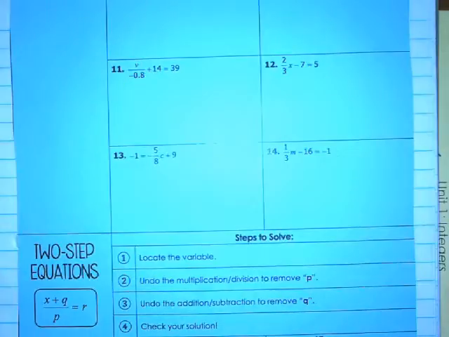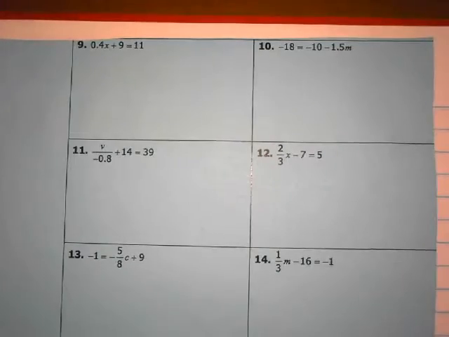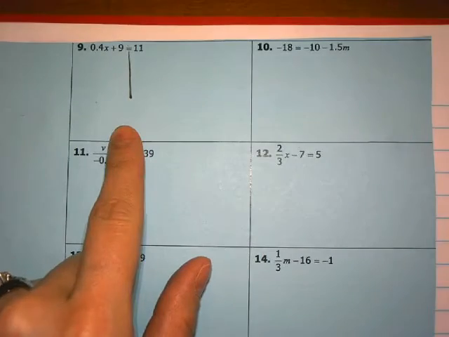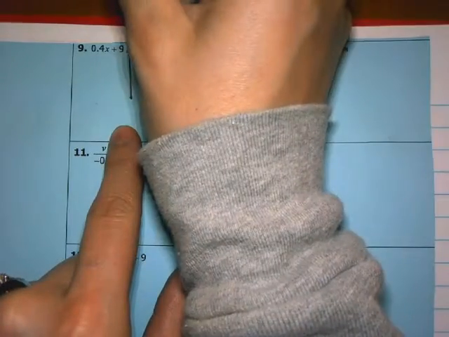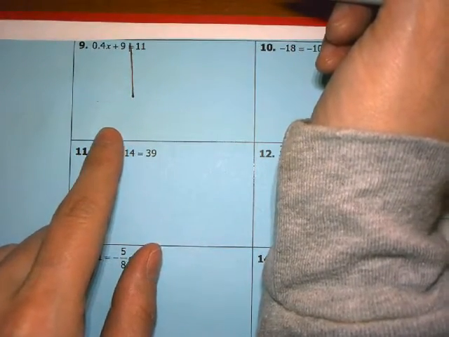All right, let's go to the blue page. The blue page is a little bit harder because it's got decimals and fractions, right, guys? Okay, so on to number 9. What's the first thing that I do? Lelia, that's you, girl.